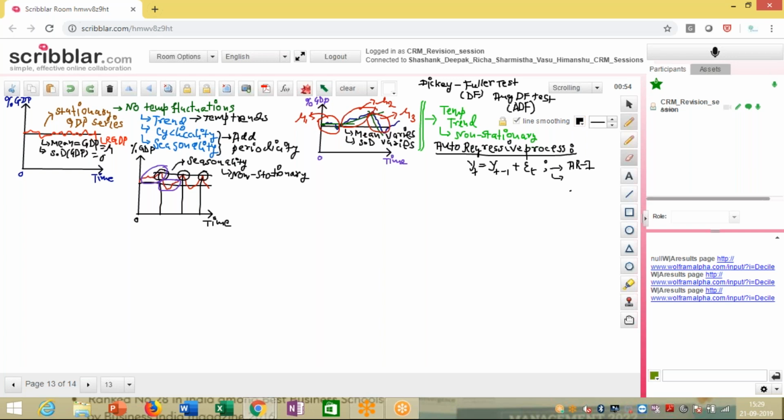Is this the ARIMA process? No. This is an autoregressive process, but this specific equation, yt equal to yt minus 1 plus et, has a very specific name. Yes, this equation is called the random walk. This is called the random walk model.